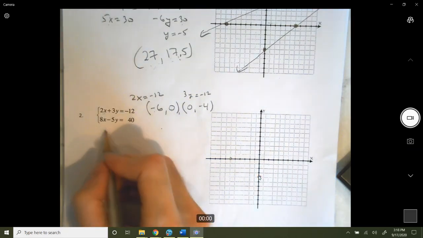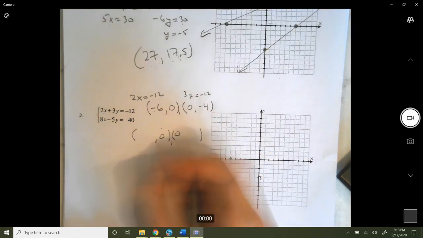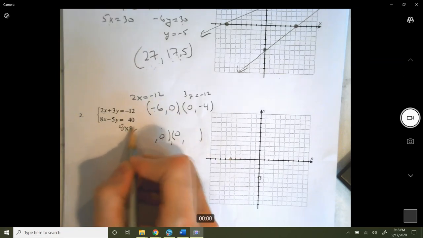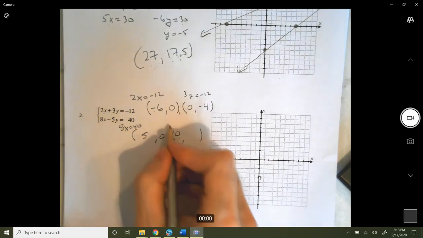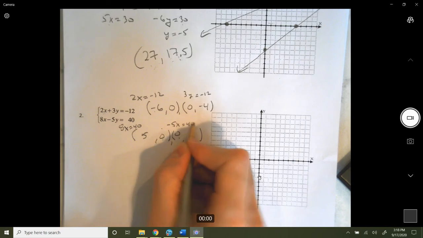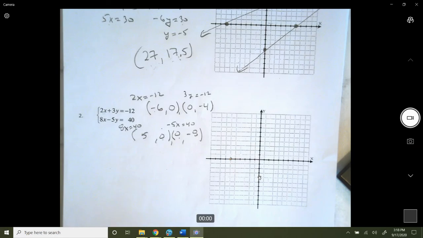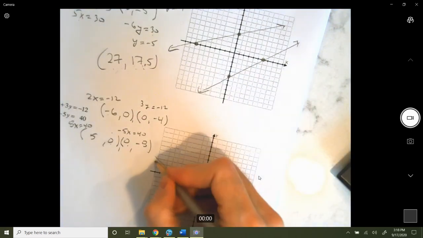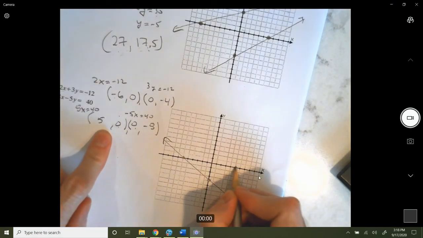And the next one, we'll find our two ordered pairs, two intercepts. So when y is 0, I'm going to have 8x equals 40, or x equals 5. When x is 0, I'm going to have negative 5y equals 40, or y equals negative 8. So 5 comma 0, let's first connect these before we do the second one. Okay, put your arrows on there. And the next one, 5 comma 0, and 0, negative 8.